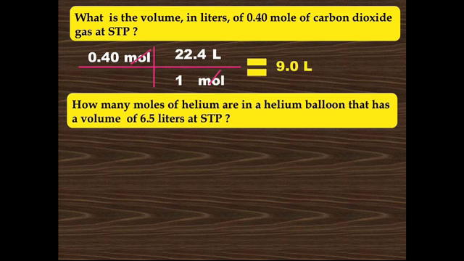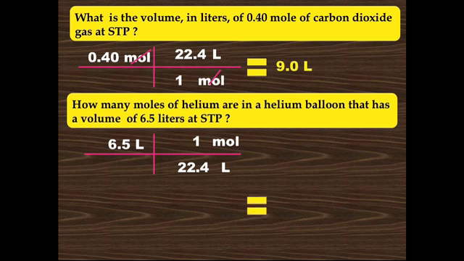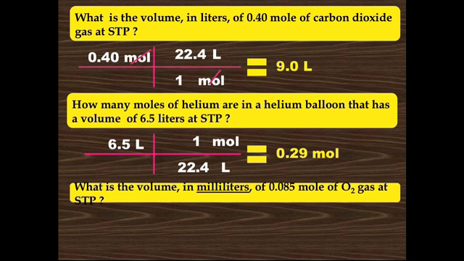How many moles of helium are in a helium balloon that has a volume of 6.5 liters at STP? 6.5 liters is my known. I'm going to set up my tracks. I'm going to put liters on the bottom, moles on top to get those liters to cancel, and it's 22.4 liters to 1 mole. My liters cancel, and I'm going to multiply across the top and across the bottom and then divide, and I get 0.29 moles. Let's look at one more.